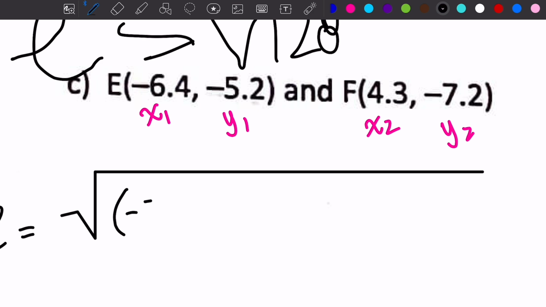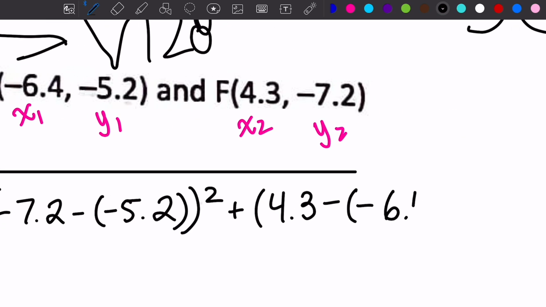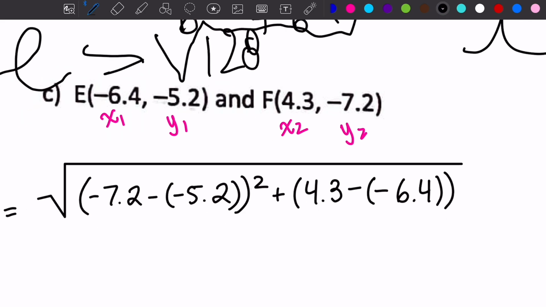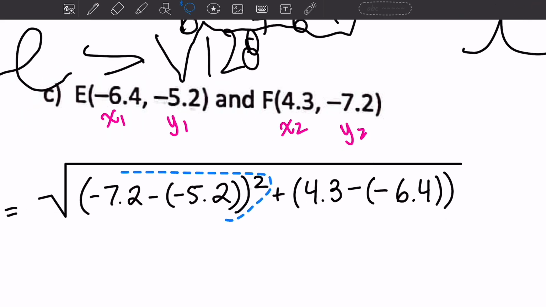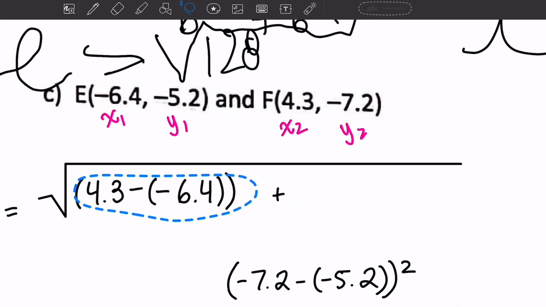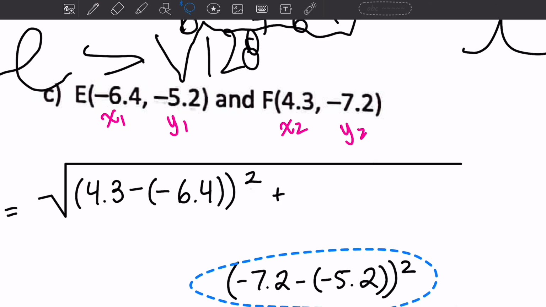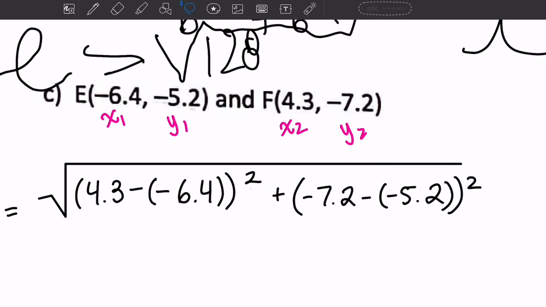So okay, I'm going to do -7.2 minus -5.2, squared, and then plus 4.3 minus -6.4. Oh, see, I did the y's first. I'm going to flip the order. I just realized that. There you go, my x's first, then my y's. But again, it doesn't truly matter because either way it's getting added together, but just to follow the formula and be consistent.